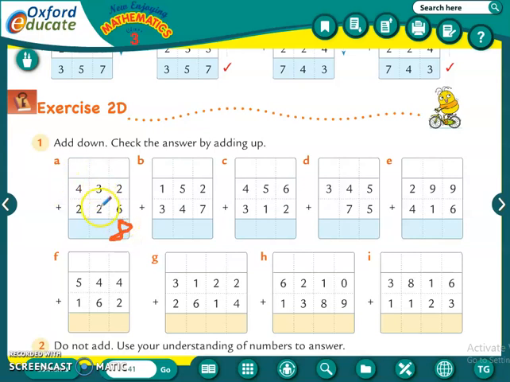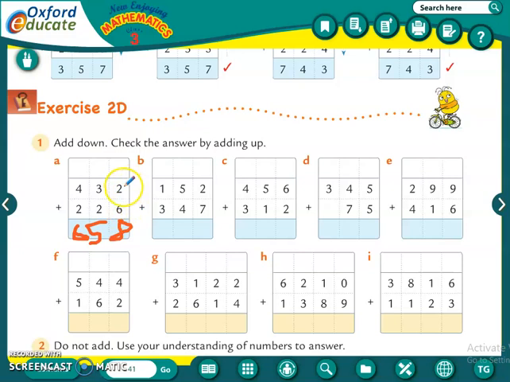Then 3 plus 2, 5. And 4 plus 2, 6. So that we have done the addition. Now is it correct or not? How will we check? For checking our addition, we will check our answer by adding up. Means this sum only we will do by adding up.